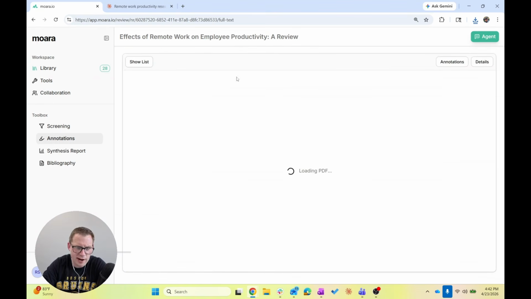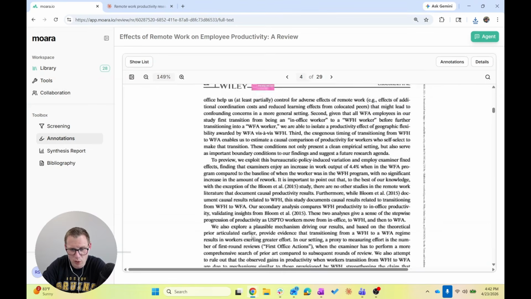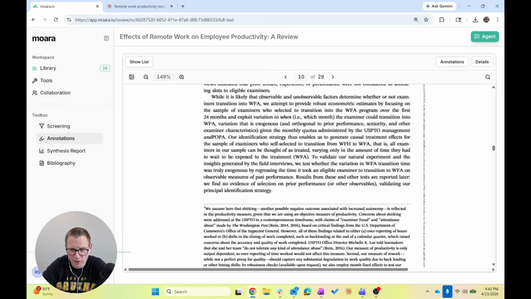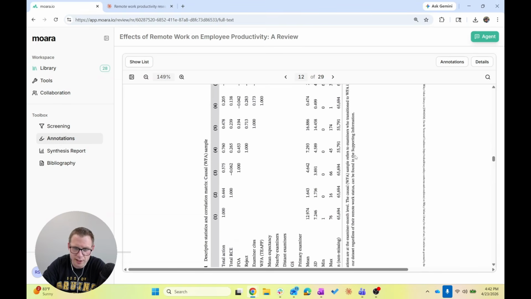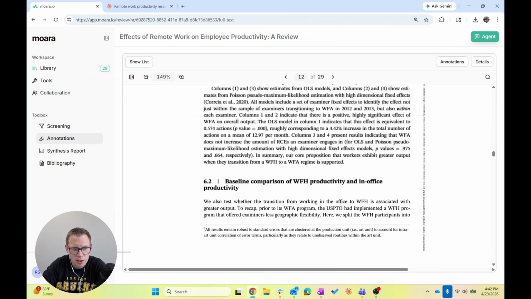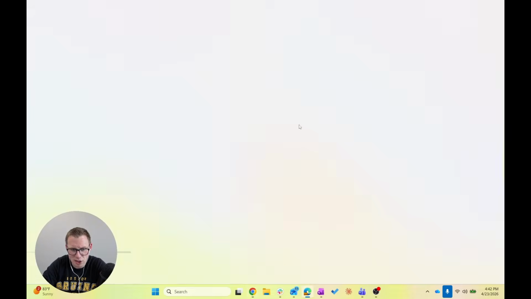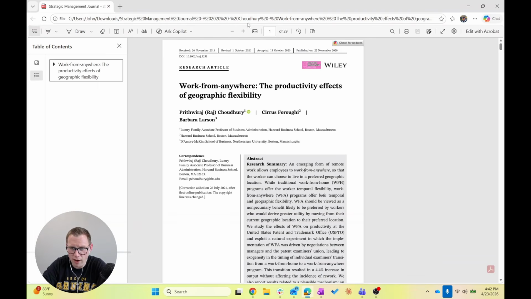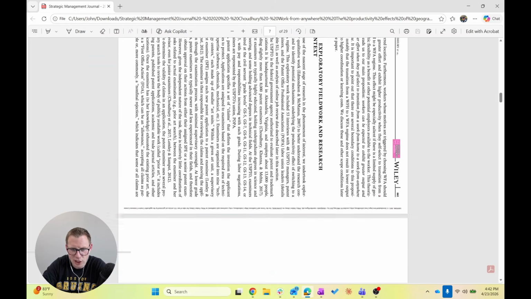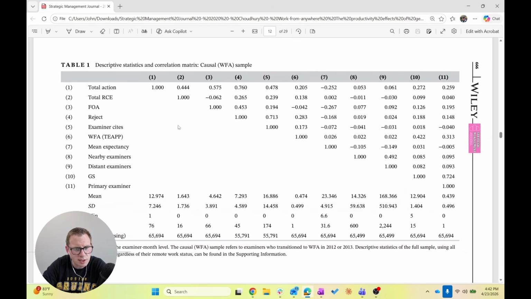Here's work from anywhere. I had already mentioned we're going to jump into methodology. That's what we care about here. What I'm looking for at the moment is a regression table, and here it is. See if we can update this. Okay, now look, I think it's most helpful to use Moara for annotations. However, in the case of the regression table, I'm just going to open this up. Descriptive statistics and correlation matrix.